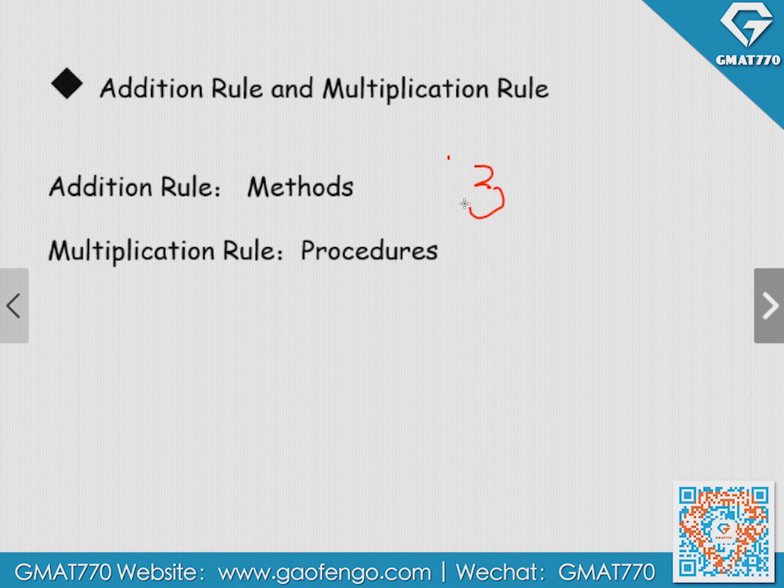And under procedure 1, you have 2 methods. And under procedure 2, you'll have 5 methods. And how many different methods for you to solve the questions is actually you need to multiply 2 by 5, which is equal to 10. So you will have 10 different methods to solve the questions. So please remember that what you add as methods and what you multiply by is the procedures.